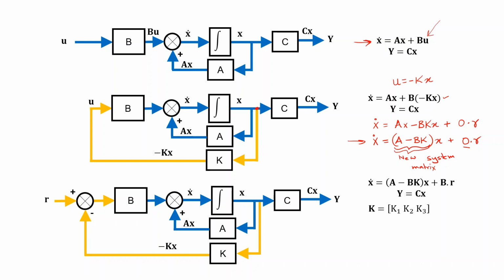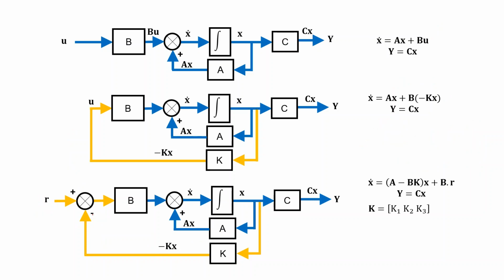So if we want some external input also, then we can change our block diagram like this, where we are feeding back minus Kx to the input side, but we are also giving external input. There is an error in this block diagram, and that is we will be having plus here because minus sign is already here.